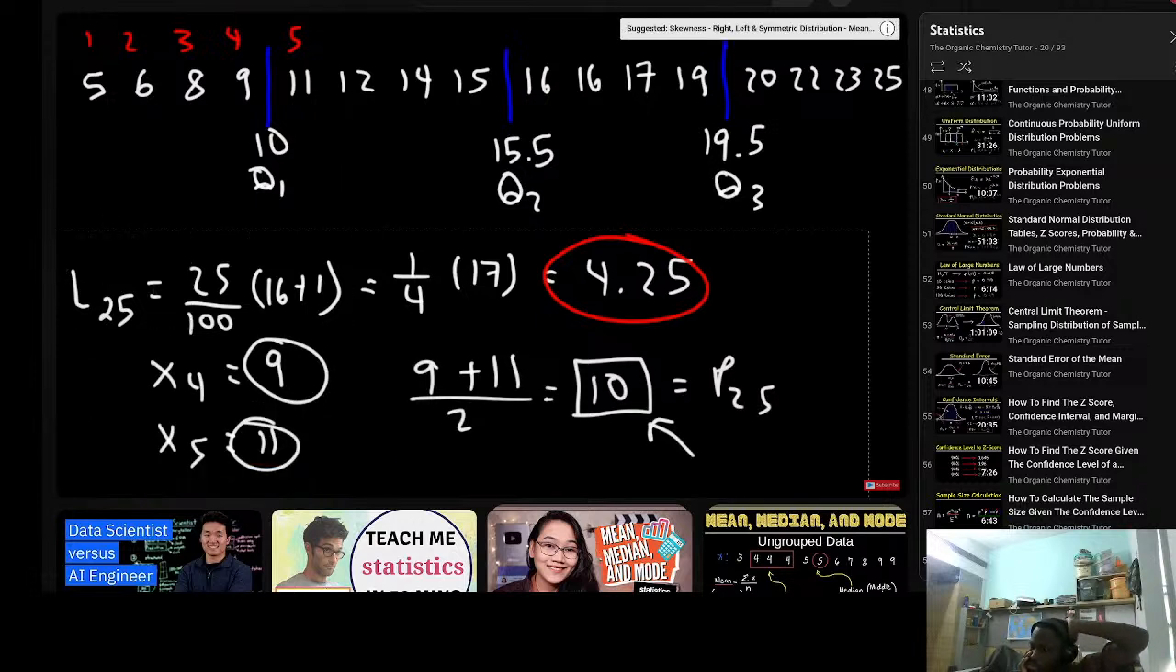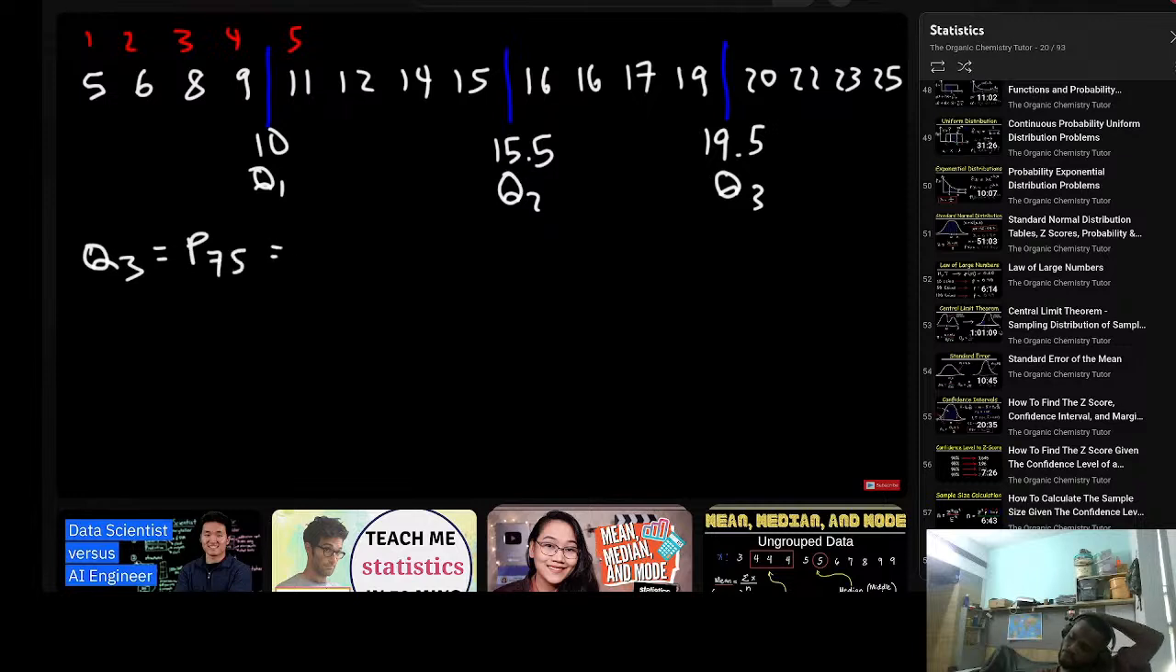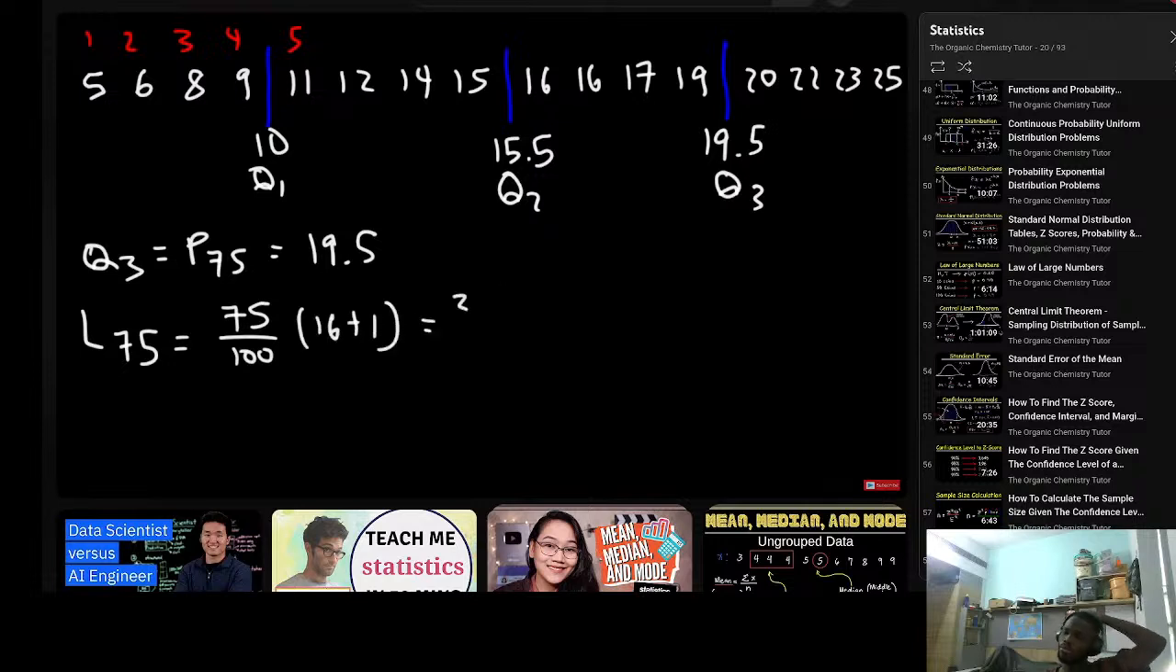Now let's use the same process to calculate Q3. So Q3 is the 75th percentile, which has a value of 19.5. So let's determine the location of the 75th percentile. So it's 75 divided by 100 times 16 plus 1. So it's 3/4 of 17. 17 times 3 divided by 4 is 12.75.